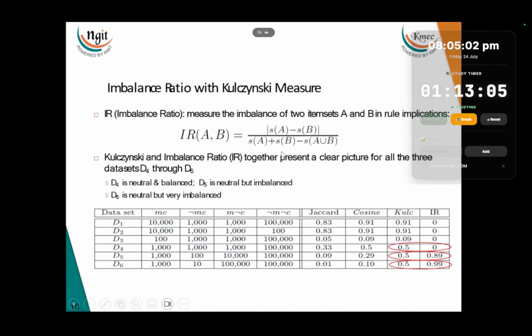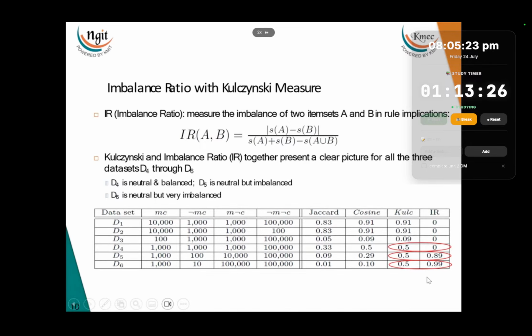And here, when you look at this transaction, we can see that the combination of Kulczynski and imbalance ratio is giving us good interestingness measures. So here, D6 is neutral, but we can see it is very imbalanced, right? So it has very imbalanced data that's not buying the milk, but only coffee. We can see the 10 transactions only, which might not be the correct transaction, right? So for that, we can see the Kulczynski and imbalance ratio is going to produce a good interestingness measure.